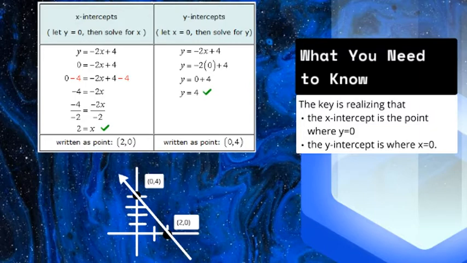And same thing with the y-intercept. If you're looking for it, you're going to let x be 0, and x is going to equal 0. Solve the equation, and you get your y-intercept and you plot them on the graph. And there you can see in the graph below, you have your x and y intercept for this particular equation.